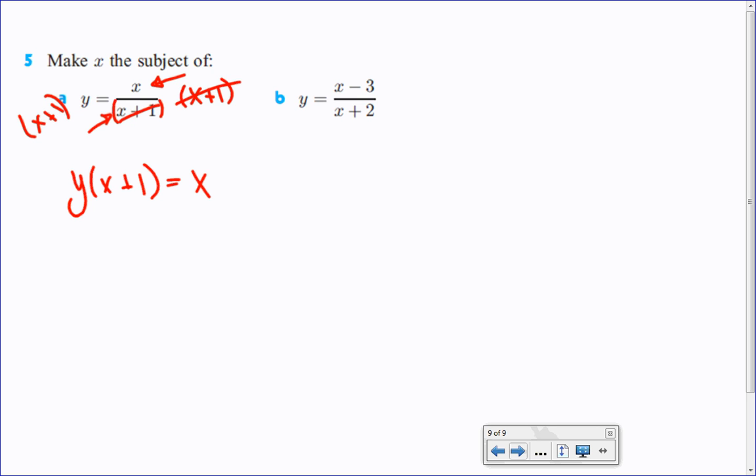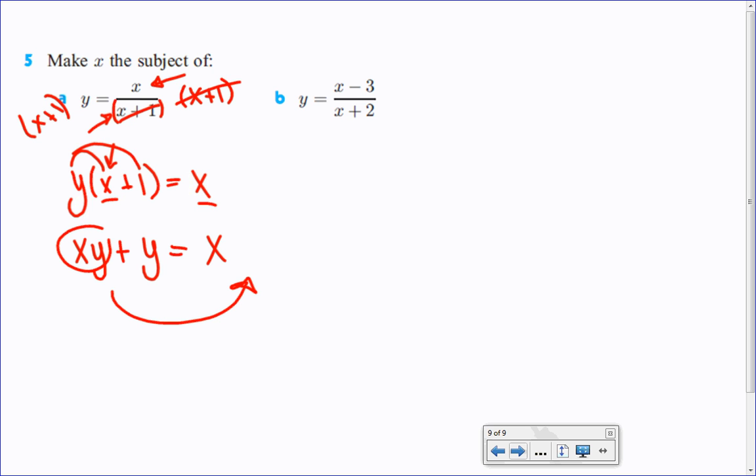Okay, because we have x's on both sides, and this x is trapped in those brackets, we're going to distribute the y. Okay, so we're going to have xy plus y, right? 1 times y is equal to x. And what that does is it allows us to get rid of those brackets, and now we can move anything with x to the other side. Okay, so we have all our x's on the same side. So we can minus xy. So we have y is equal to x minus xy.